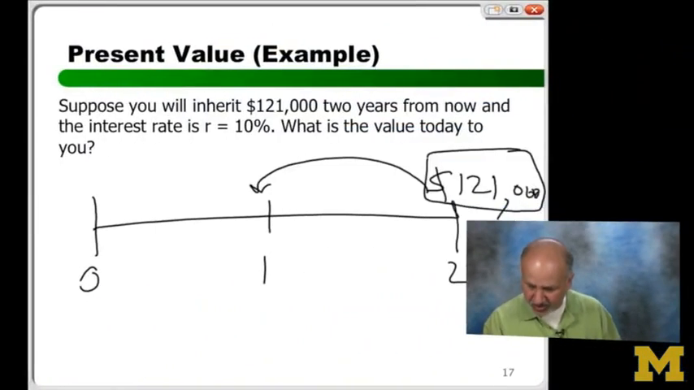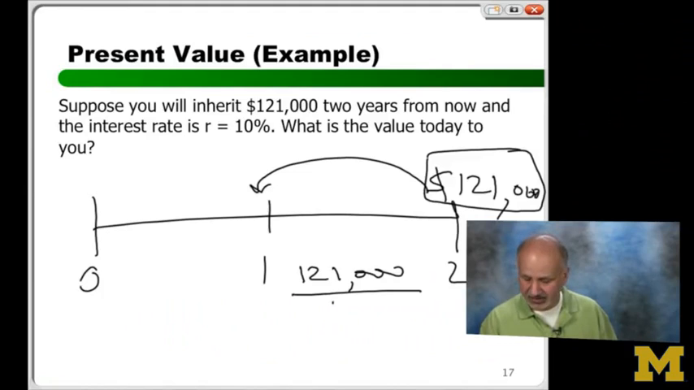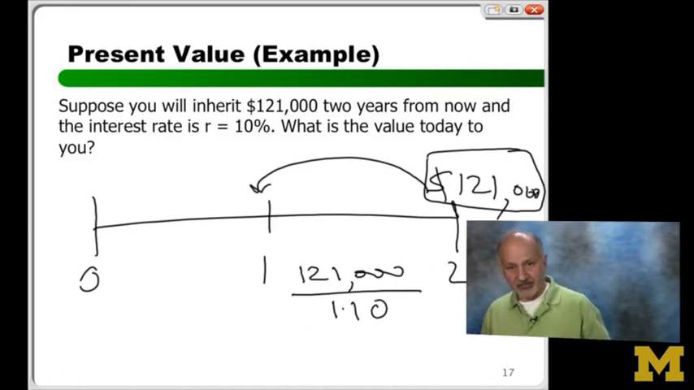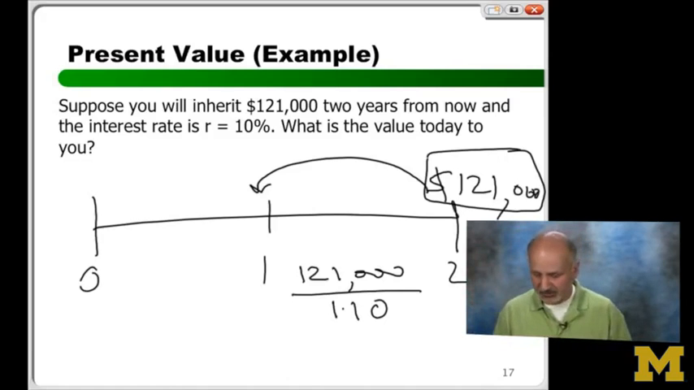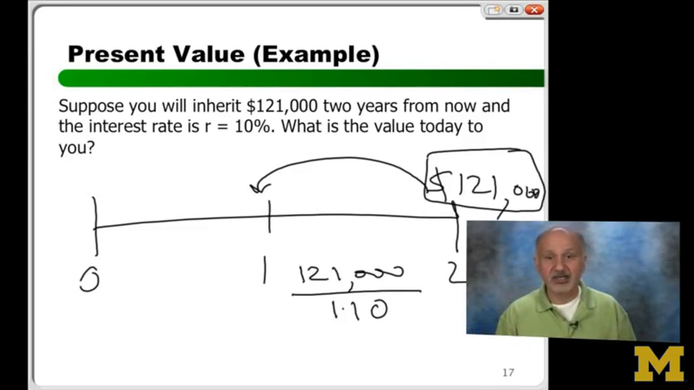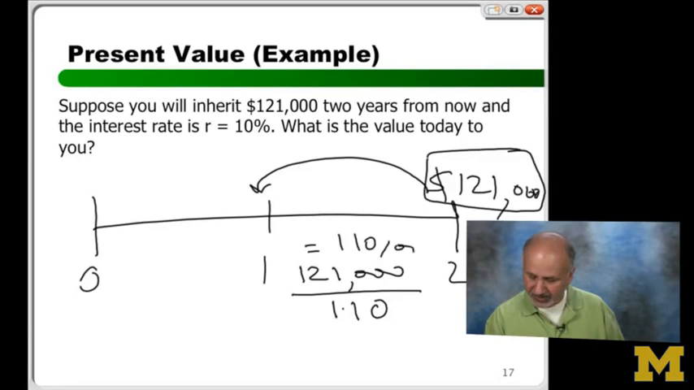How much will it be? Well, I know it will be 121,000 divided by how much? 1.10. That's the amount it will be after how much? 1 year, but you're looking at 2 years from now, 121. This is very easy to divide. That's why I took it. So what is 1.1 into 121? How much will I be left with? Well, 110. So this is 110,000. But that's not what I'm asking you.